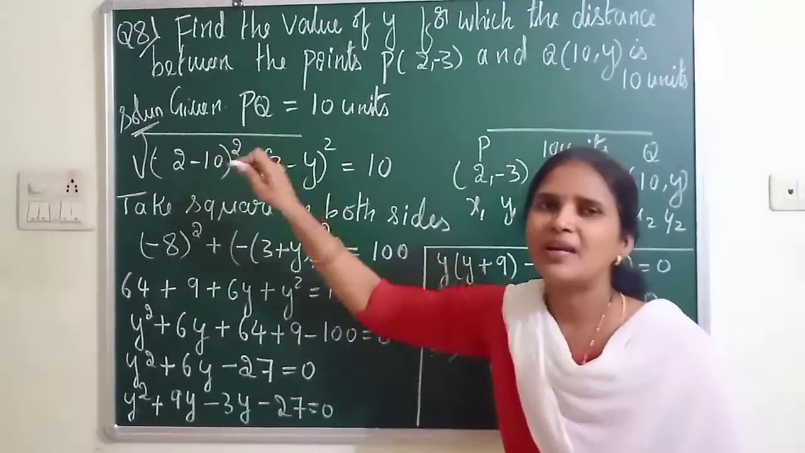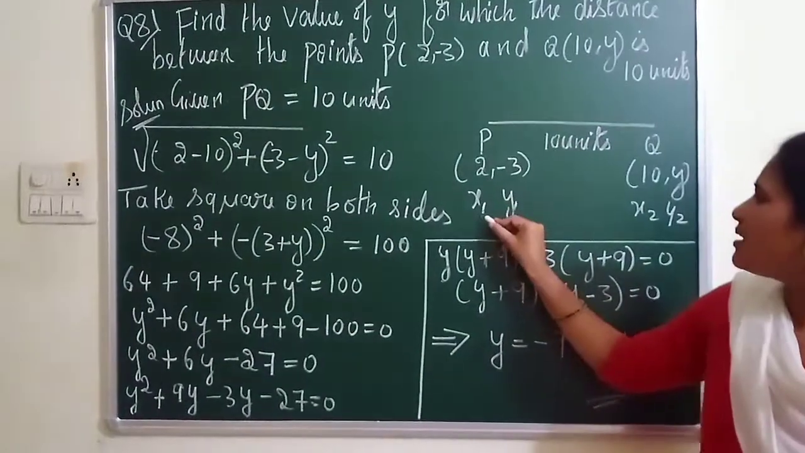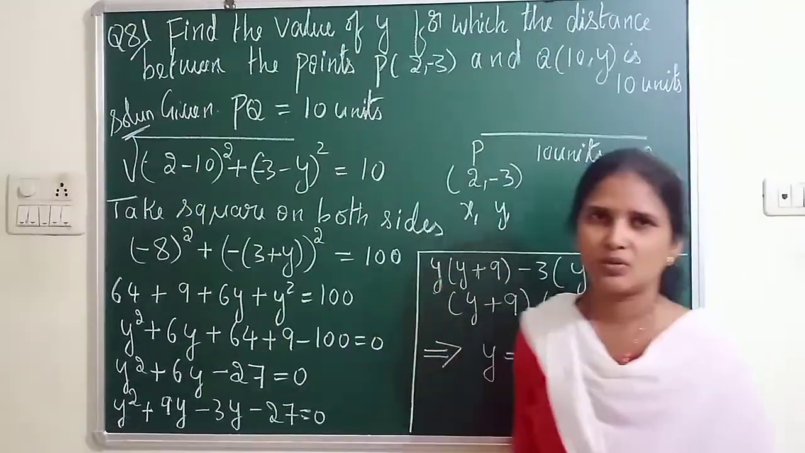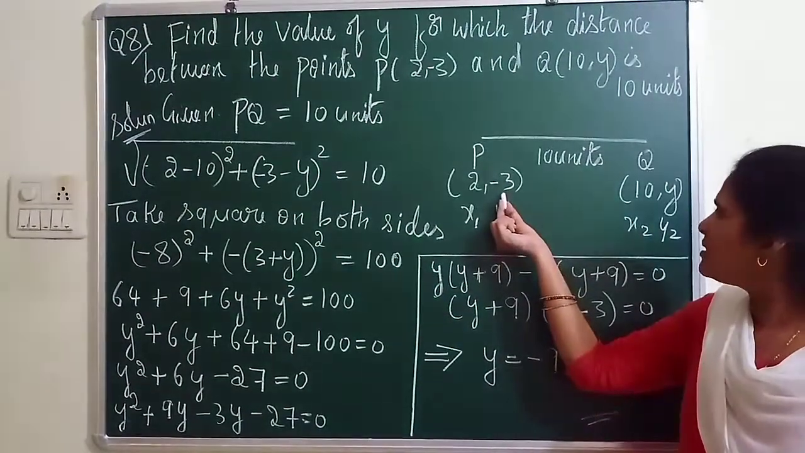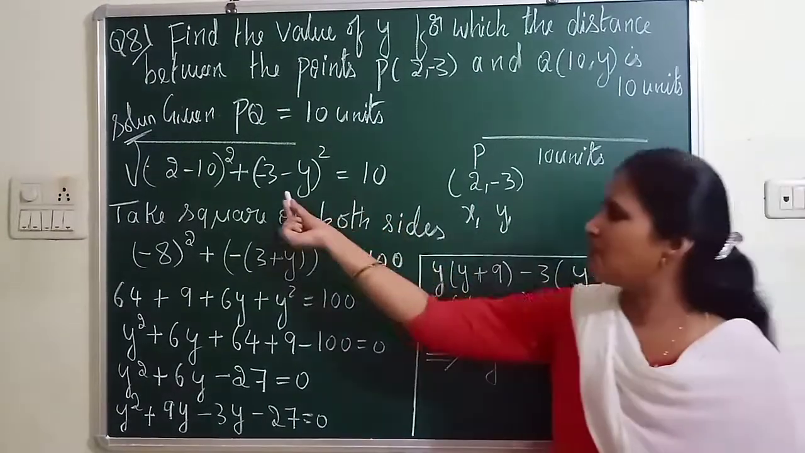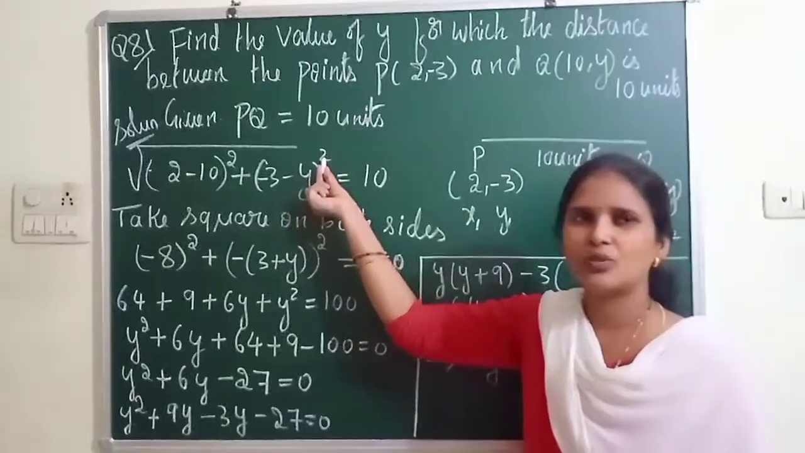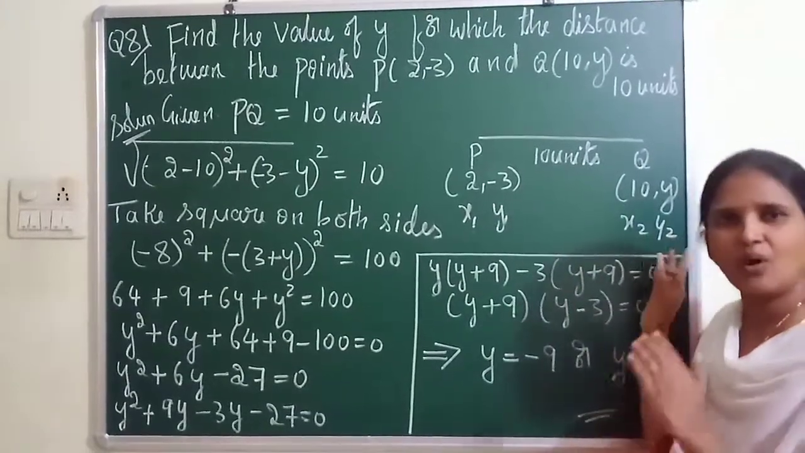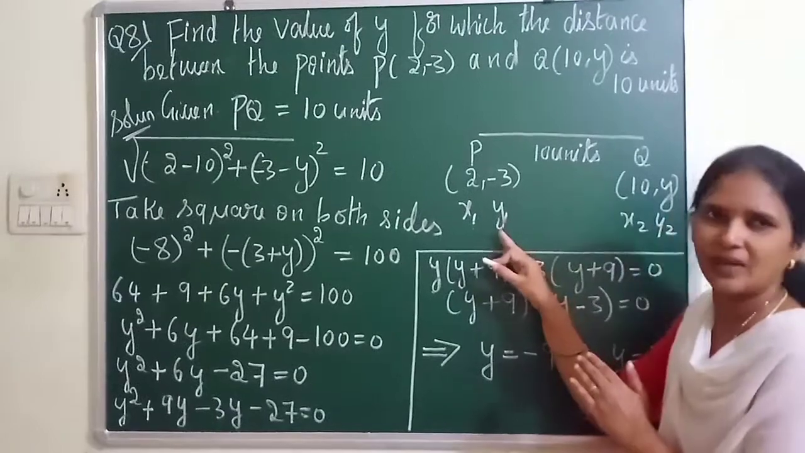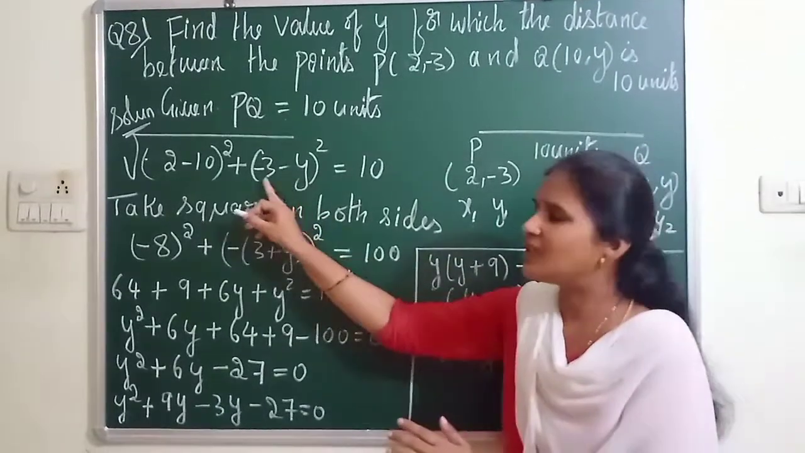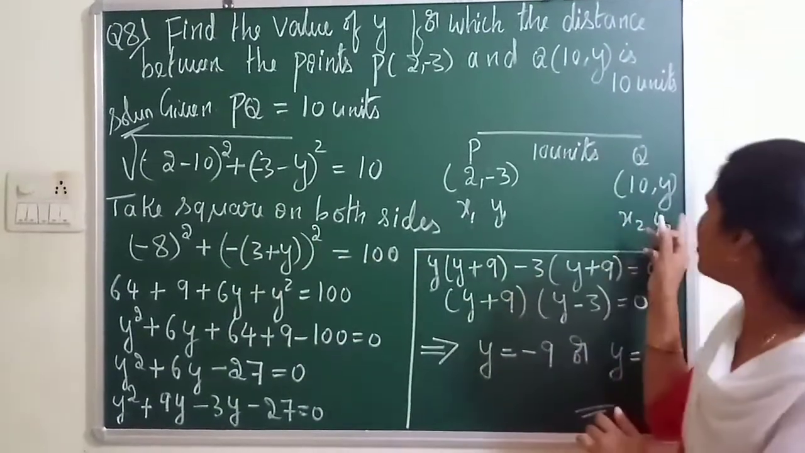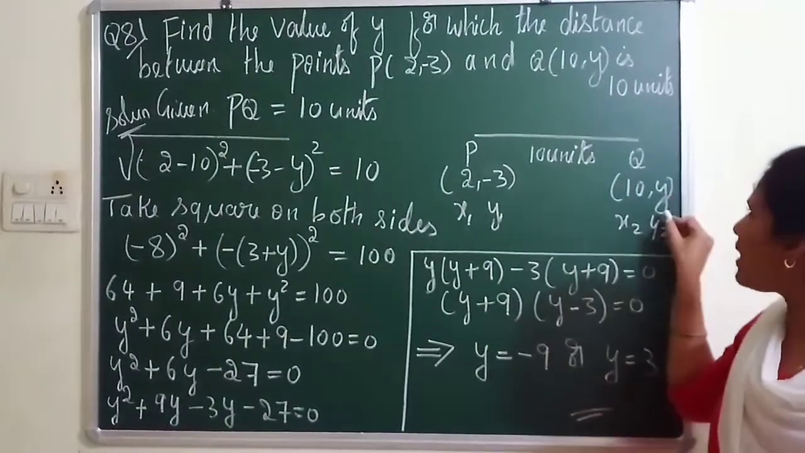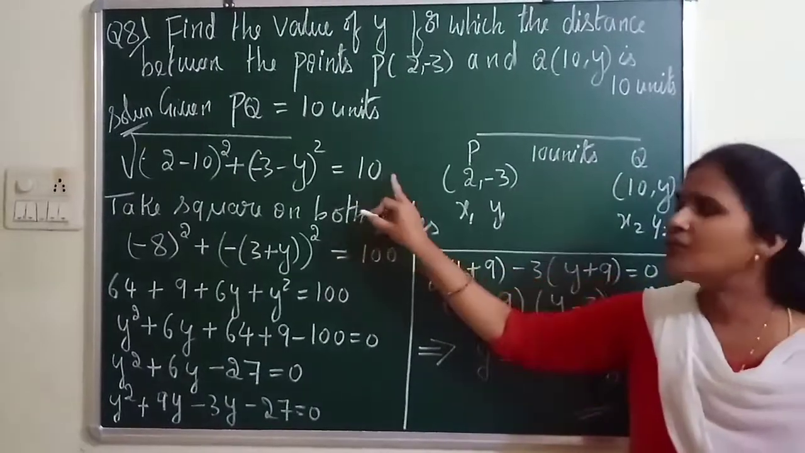On the left side apply the distance formula. So what is it? Root of (x1 minus x2) whole square, that is (2 minus 10) whole square, plus (minus 3 minus y) whole square. I said already, you can write y1 minus y2 or else y2 minus y1. If you feel the double minus is difficult, you can go with y2 minus y1 also. So here I have written (minus 3 minus y) whole square equals 10.